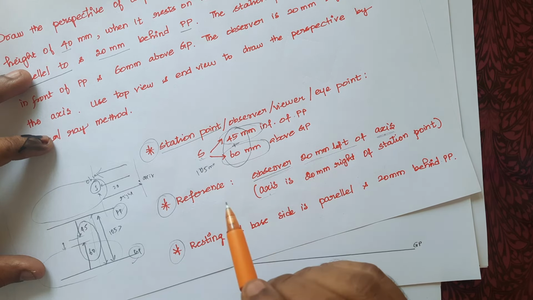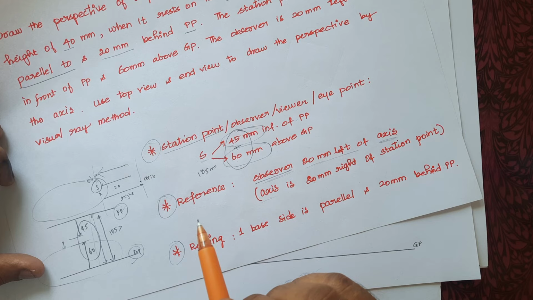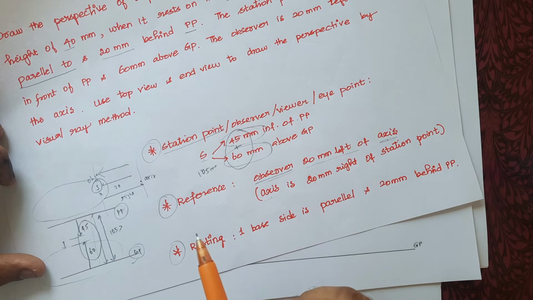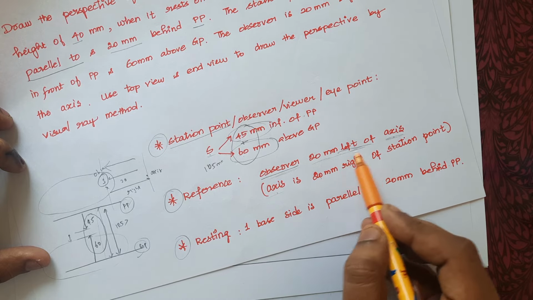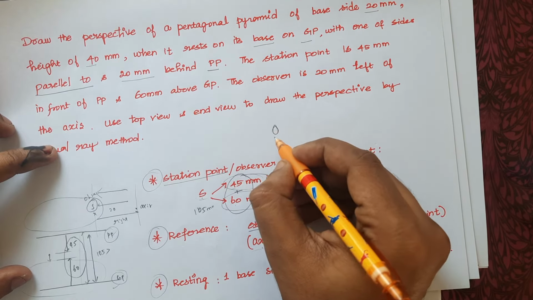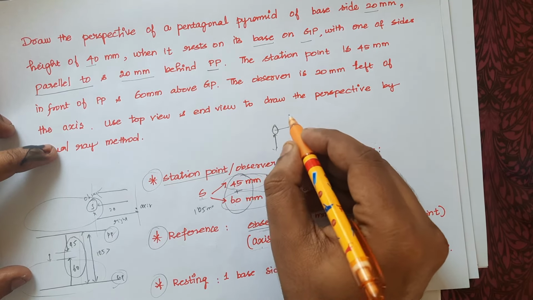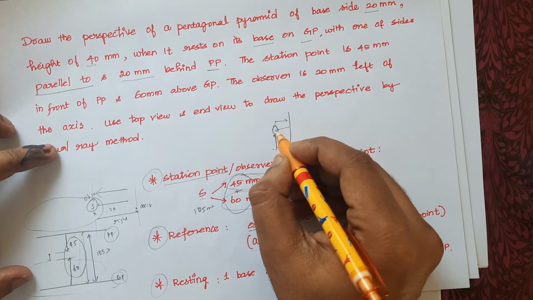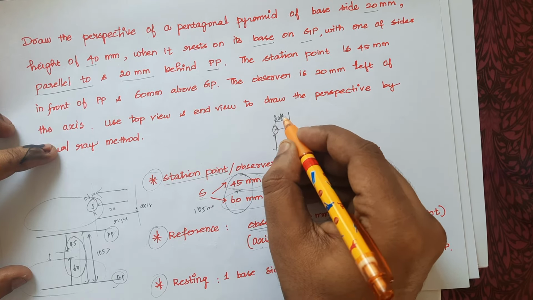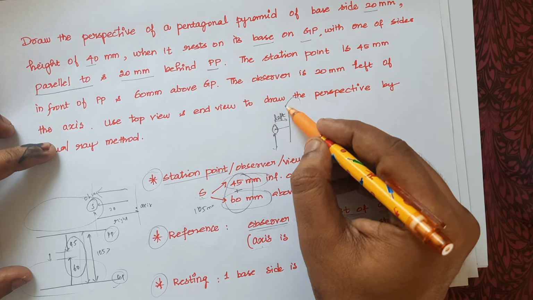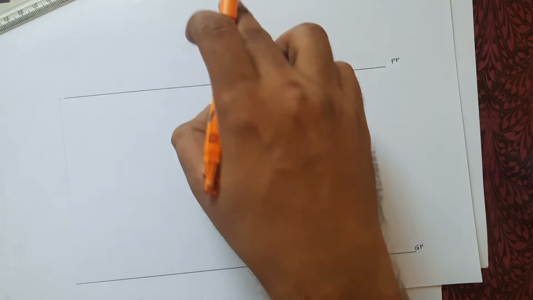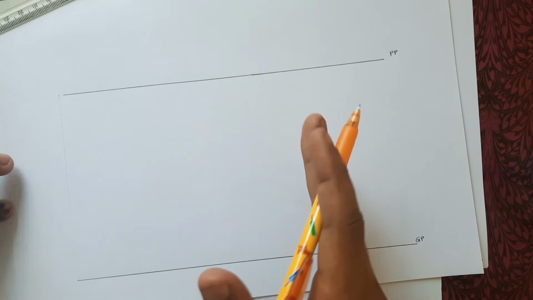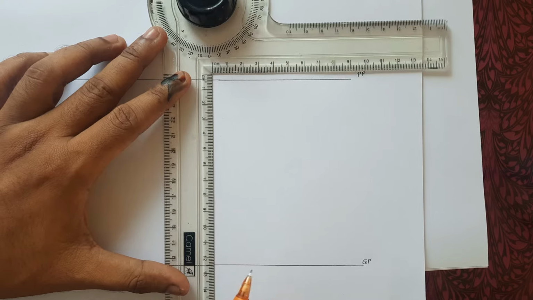And before marking the station point, we have to say where the diagram will be. So they have mentioned the observer is left of the axis. So here is the observer and here is the axis. So the observer is on the left side of the axis. So the entire diagram will be at the right side of the observer. So if you draw the station point, the entire diagram will be on the right side of the station point. Clear?